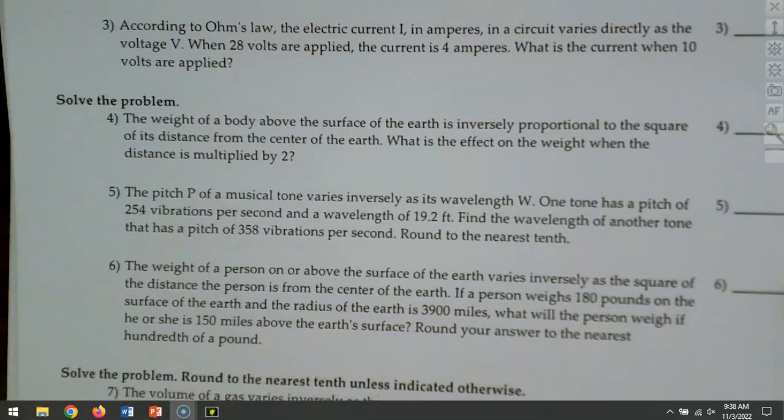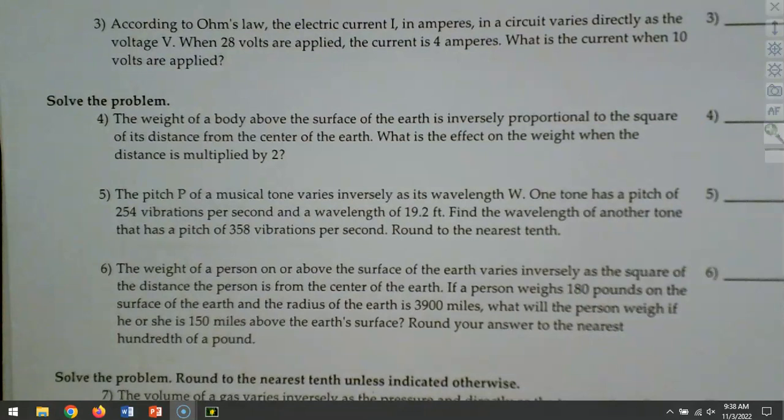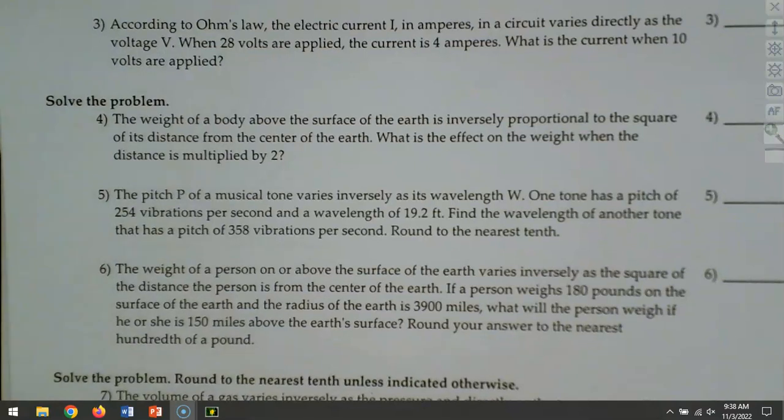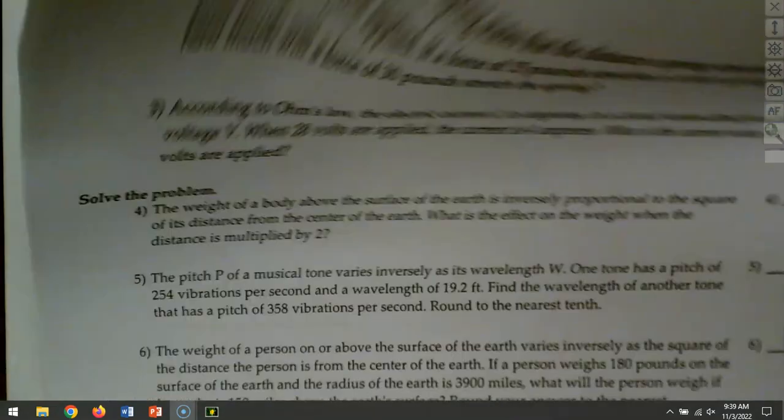So let's look at 4. Question 4 says the weight of a body above the surface of the earth is inversely proportional to the square of its distance from the center of the earth. What is the effect on the weight when the distance is multiplied by a factor of 2? So let's try to first figure out our setup. What does our setup look like? Okay, so the weight of a body above the earth's surface is inversely proportional to the square of the distance.